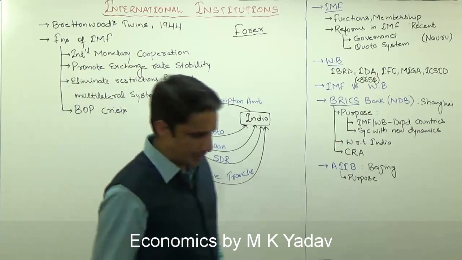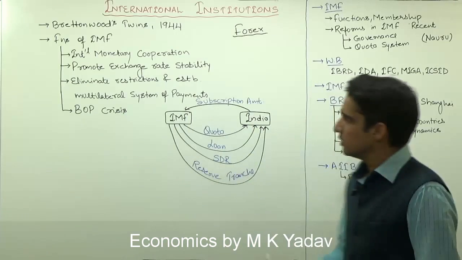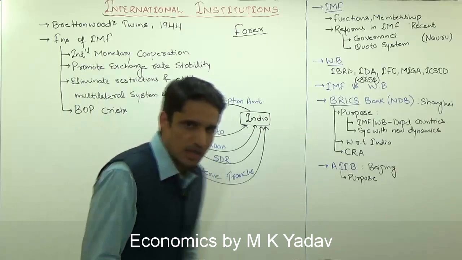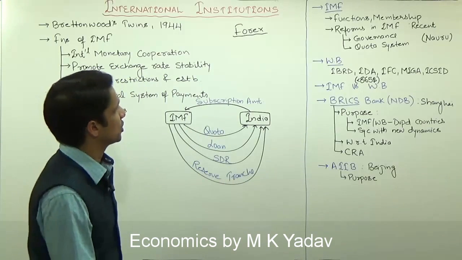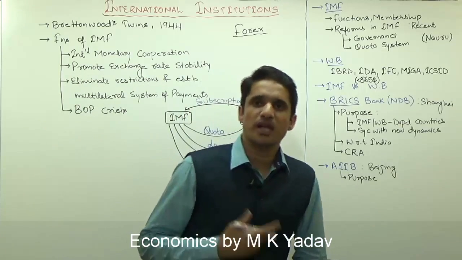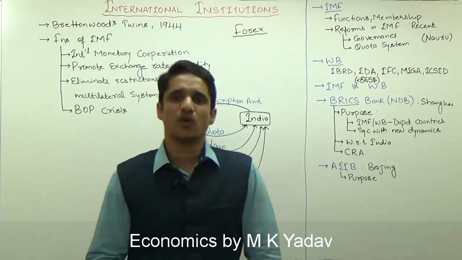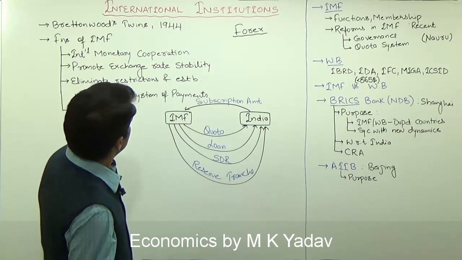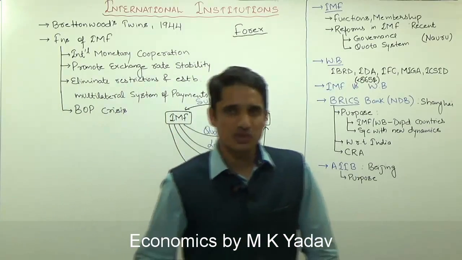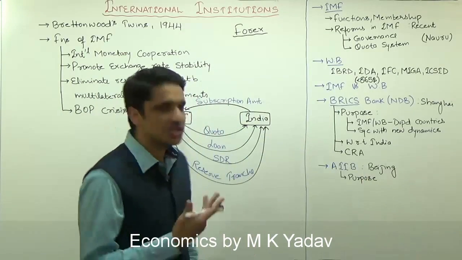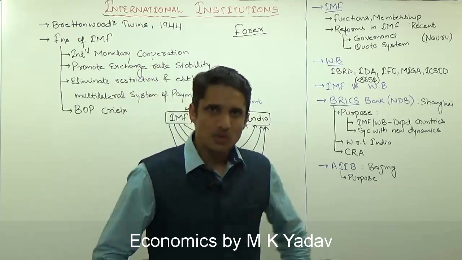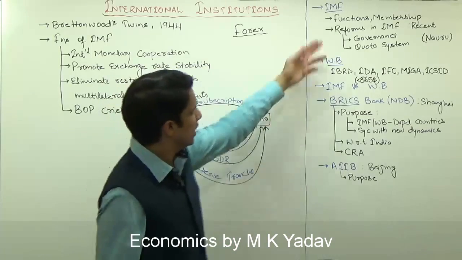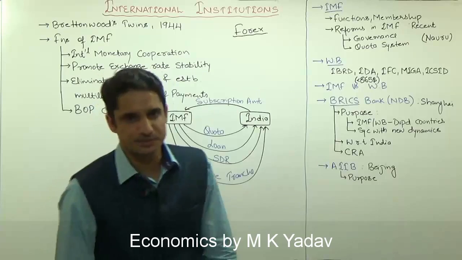The IMF and World Bank are regarded as the Bretton Woods twins, because a meeting was held in 1944 and these two institutions were established. They were the outcome of World War II, because when the war stopped, a need was felt for international institutions. A lot of destruction took place in World War II, so the IMF and World Bank were established for the redevelopment of the war-ravaged countries.